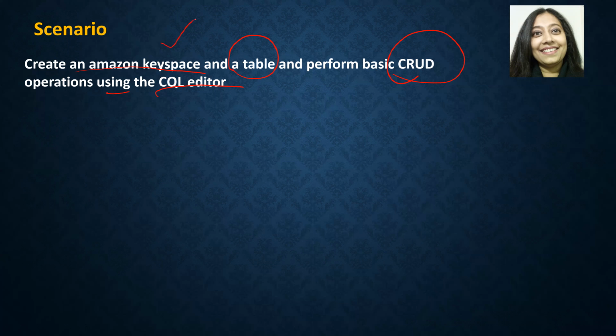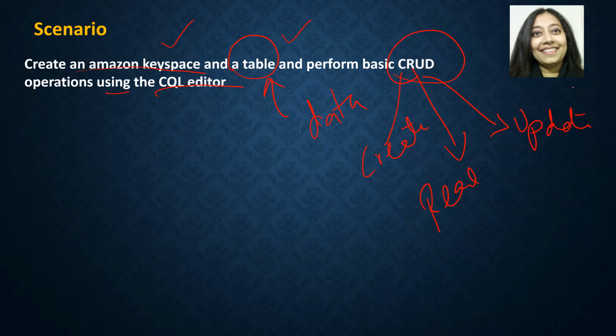First you need to create your Keyspace, then your table, and then insert data into your table, and then perform CRUD operations. If you do not know what CRUD stands for, C stands for create, R stands for read, U stands for update, and D stands for delete. So you have to perform all of these operations on this data using the CQL Editor.